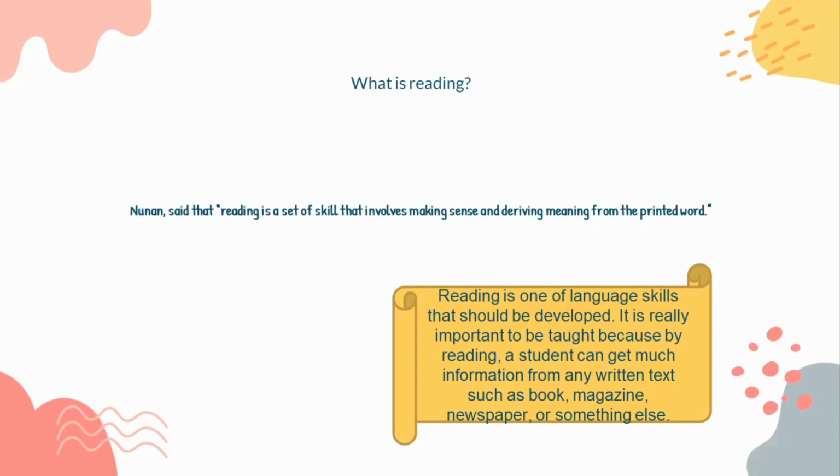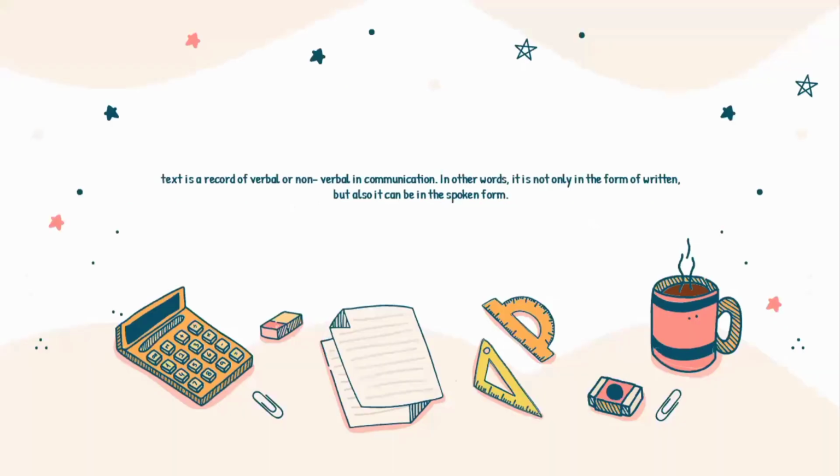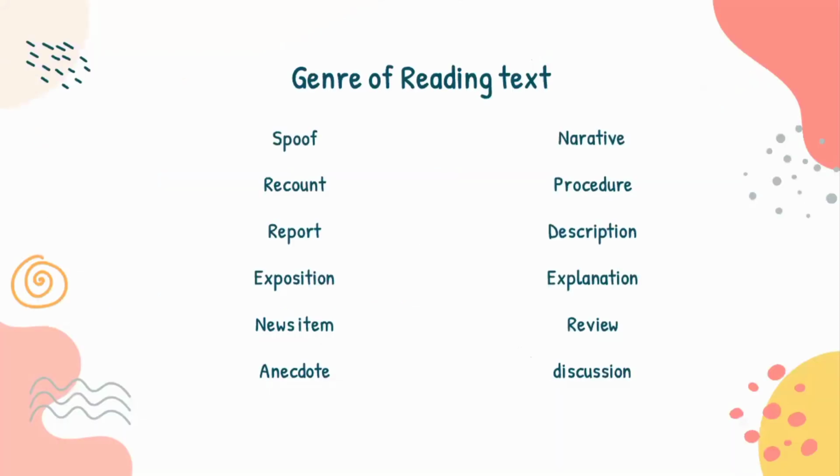After we know about reading, the next is text. What is text? Text is a record of verbal or non-verbal communication. In other words, it is not only in the form of written, but also it can be in spoken form. That's about text. Now, we move to the main point of our discussion topic.